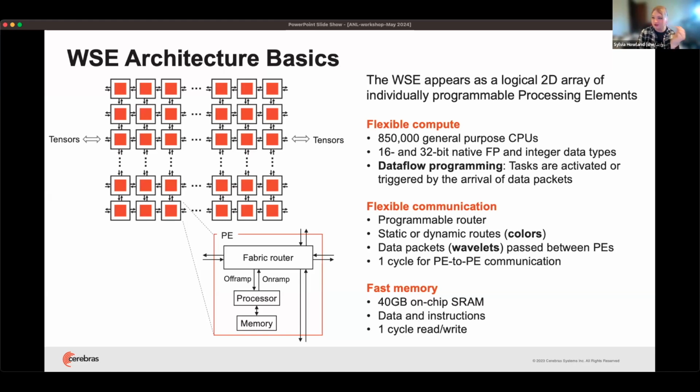In addition to those colors, those different data routes, we also have the individual data packets called wavelets that are getting handed off, passed between these processing elements. Key reminder, only one cycle to do that transfer. So we can propagate and perform computation on this compute fabric very, very quickly. Collectively, across all these processing elements, again, 40 gigabytes of on-chip SRAM, including data and instruction memory, one cycle read-write. We can operate very, very quickly if we can synchronize across all these processing elements effectively.